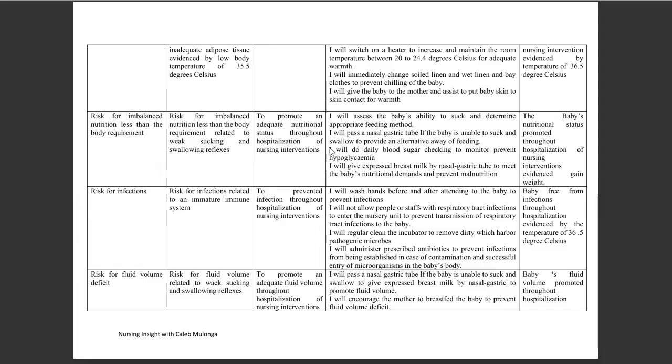Number 4, I will immediately change soiled linen and wet linen and baby clothes to prevent chilling of the baby. So we have to make sure that we change the nappies of the baby, the linen if it is soiled or wet, so that we prevent the baby from being chilled or cold.